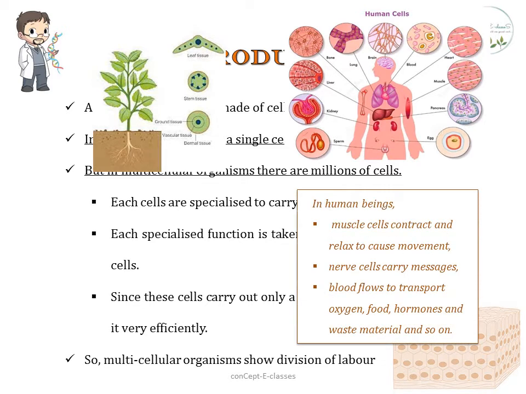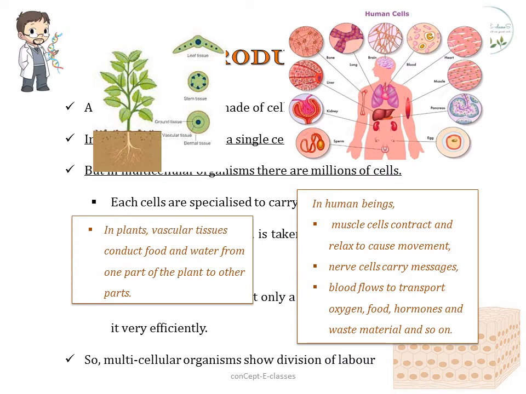To understand this, let's take the case of a human being. In human beings, there are different types of cells like muscle cells, nerve cells, blood cells. The muscle cells contract and relax to cause movements. The nerve cells carry messages. The blood cells flow to transport oxygen, food, hormones and waste material. Similarly, in the case of plants, there are vascular tissues. They conduct food and water from one part to another.